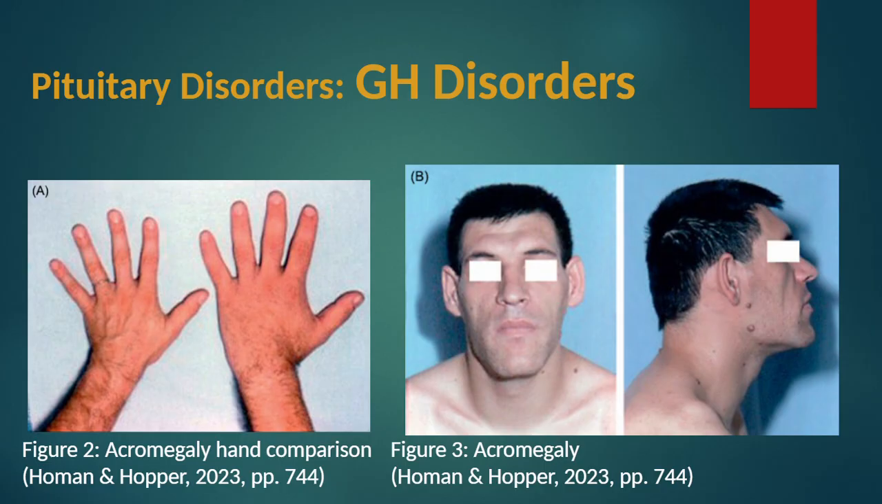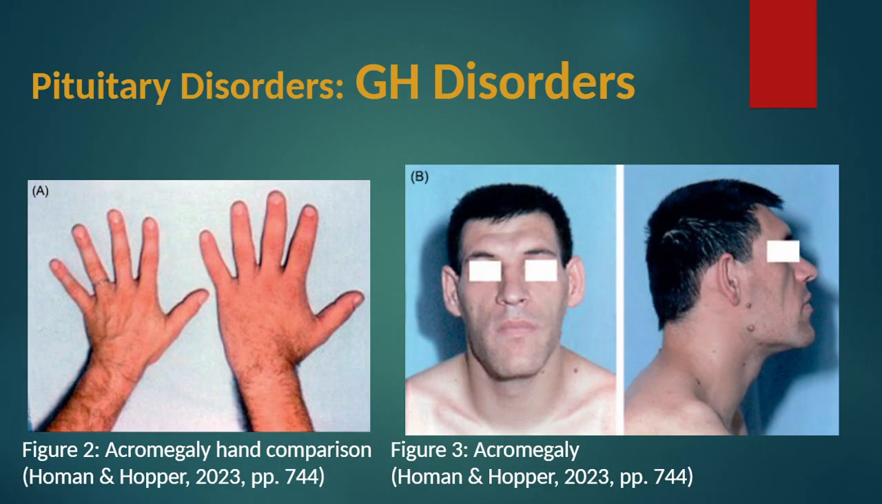In Figure B, we see the facial and profile changes associated with acromegaly. These include an enlarged jaw, prognathism, a prominent brow ridge, and a broadened nose. The facial features become more coarse because of thickened skin and connective tissue. The tongue may also enlarge, macroglossia, which can cause speech changes, snoring, or sleep apnea. Over time, these structural changes are permanent because the bones themselves remodel and thicken, not just the soft tissue.